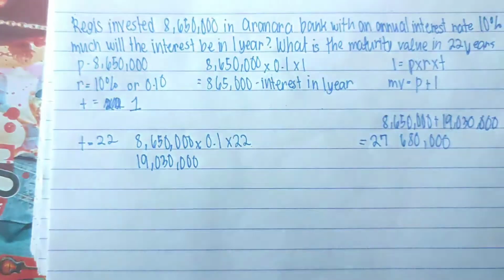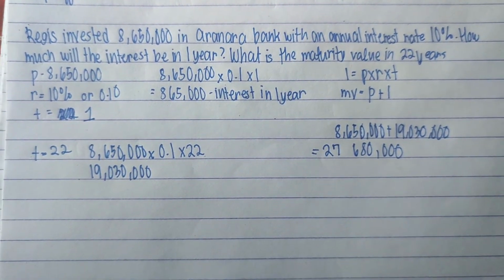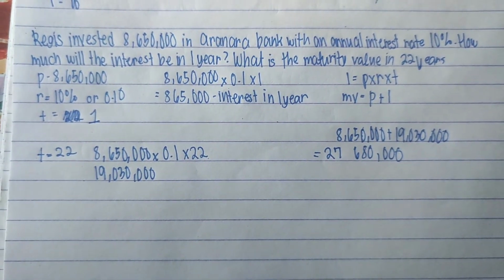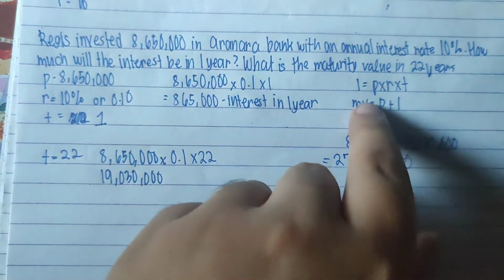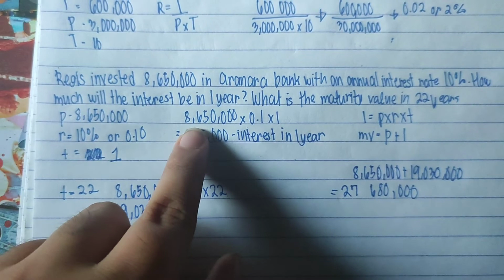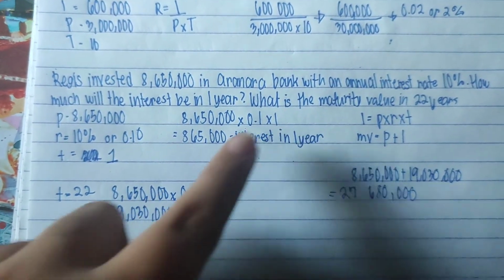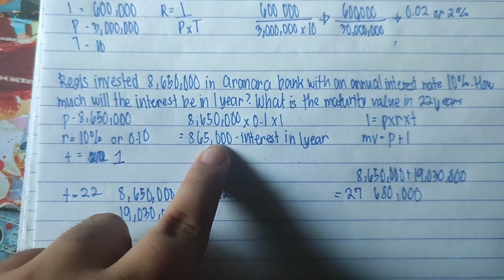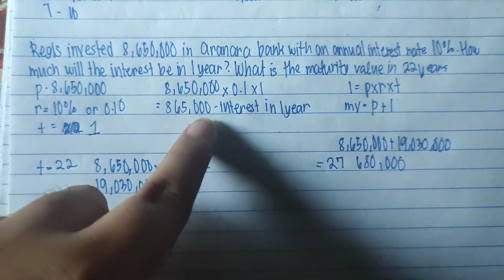I will now be revealing the answer for the last question for simple interest. So the first one that we did is that we searched for the interest of the first year. Here is the formula P times R times T. Then 8,650,000 times 0.1 times 1 is equal to 865,000. So that will be Regis' interest in a year.